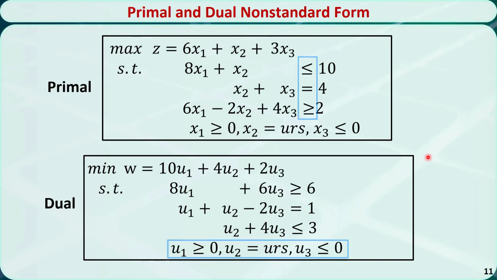For example, one constraint in the primal has an equal sign. Then the decision variable in the dual is unrestricted in sign, URS. Another constraint in the primal has a greater than or equal to sign. Then the decision variable in the dual is less than or equal to 0. One decision variable in the primal is unrestricted in sign. Then the constraint in the dual has an equal sign. Another decision variable in the primal is less than or equal to 0. Then the constraint in the dual is less than or equal to the right-hand side.